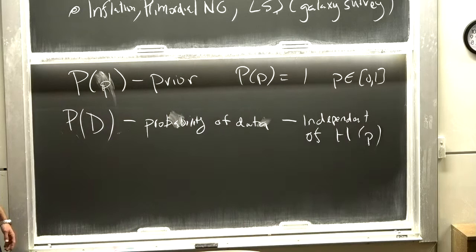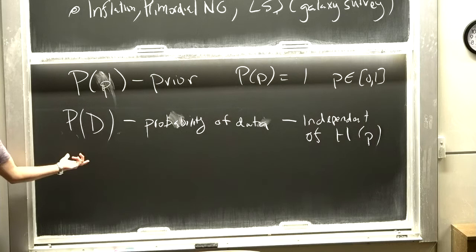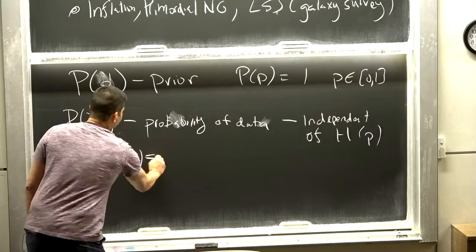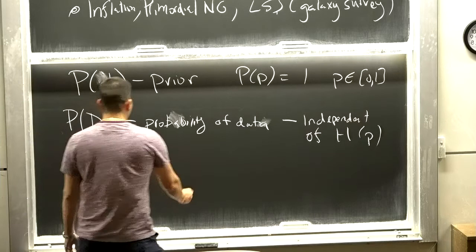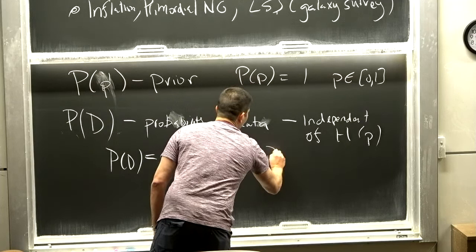Okay, so that tells us that we don't have to have any fancy definition for P of D. All P of D is there to do is to make a normalized probability distribution. So all we do is we say, okay, well, how do I make a normalized probability distribution? I just take whatever the non-normalized thing is and divide by it. So this is just equal to the integral over the likelihood times the prior. And this is going to give us some number, OK?